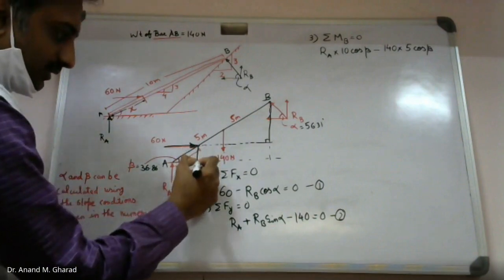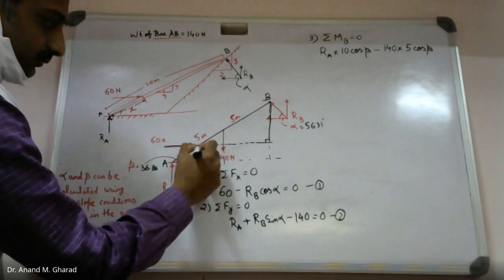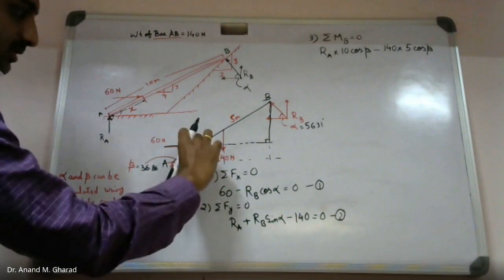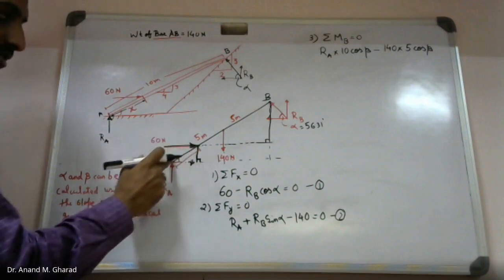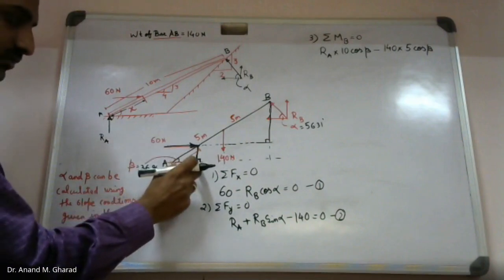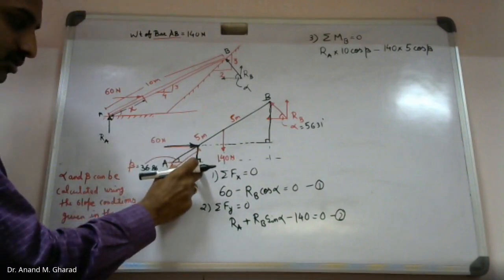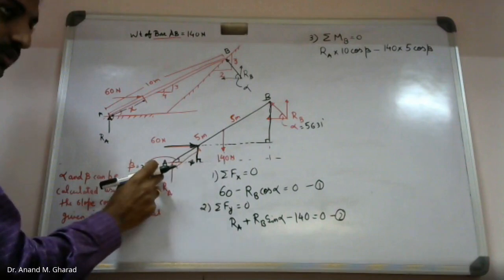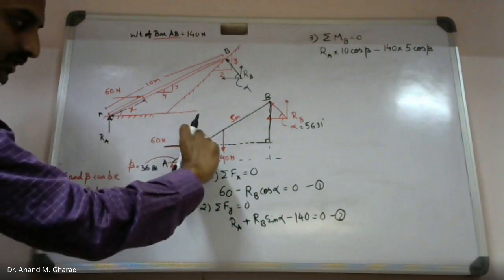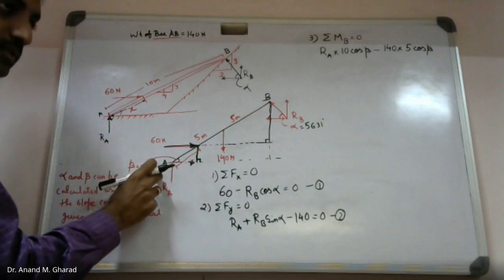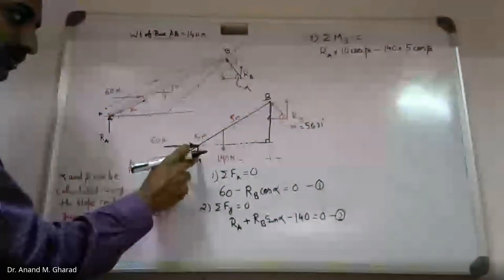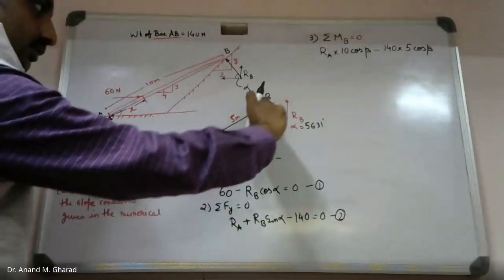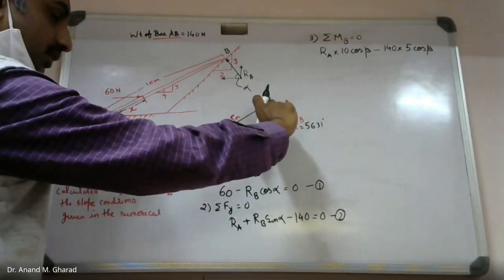Can you identify this distance? How much is this? See, this is x. This will be x cos of 36.86. This will be x sine of 36.86. Am I right? This much is 0.06. So what according to you should be this much value?